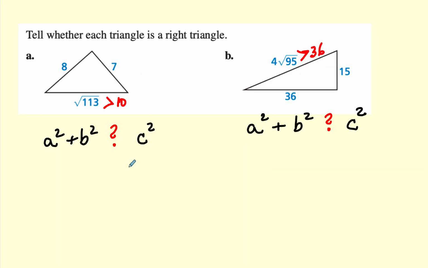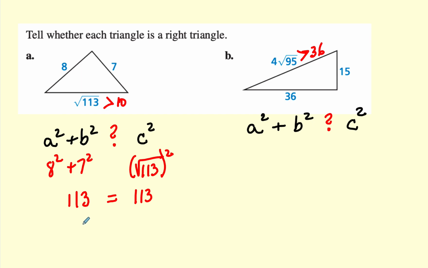Okay, let's decide whether each of these is a right triangle. Now, I notice this is square root 113. Square root 113 is greater than 10 because root 100 is 10, and this number is bigger. So I know I want to put that right in here for the biggest number. So I'm going to write square root of 113 in for the c squared, and then I'm going to put this 8 squared and 7 squared here. Now this is going to be 64 plus 49, and this number is 113. And when you take the square of the square root, that is also 113. So there is no question, these are equal. So the answer is yes, this is a right triangle.